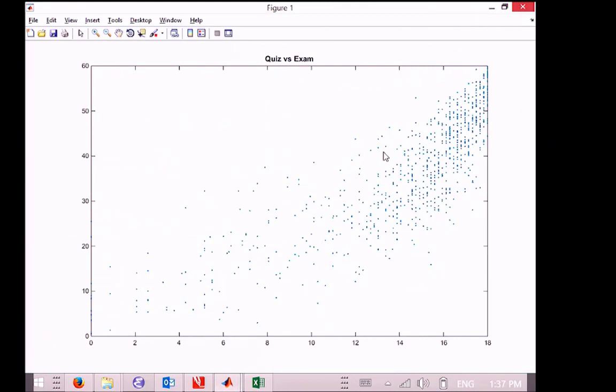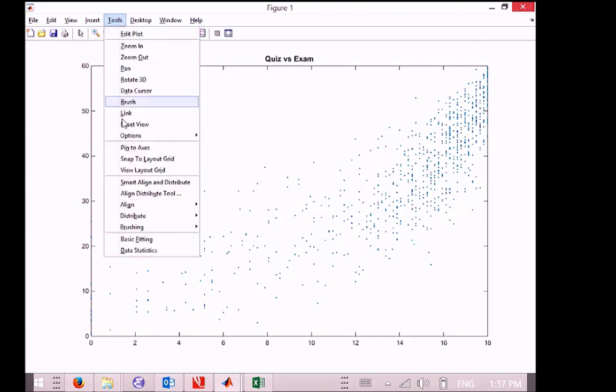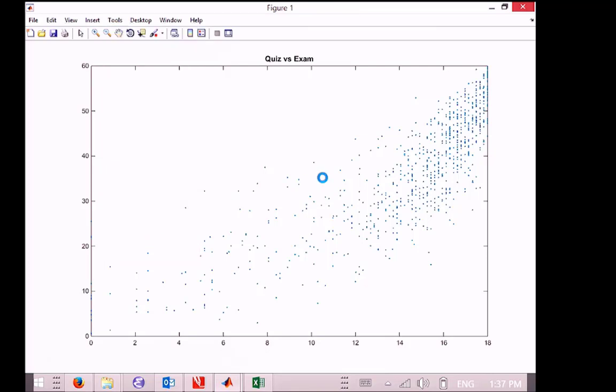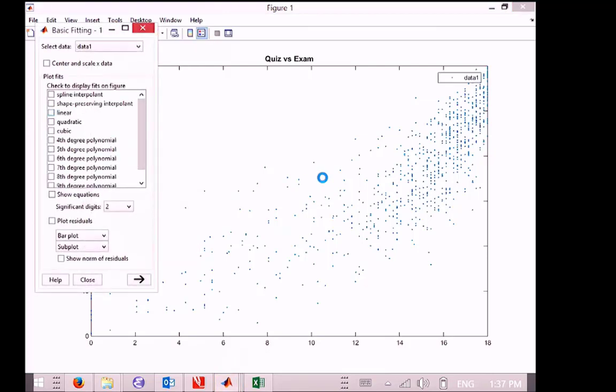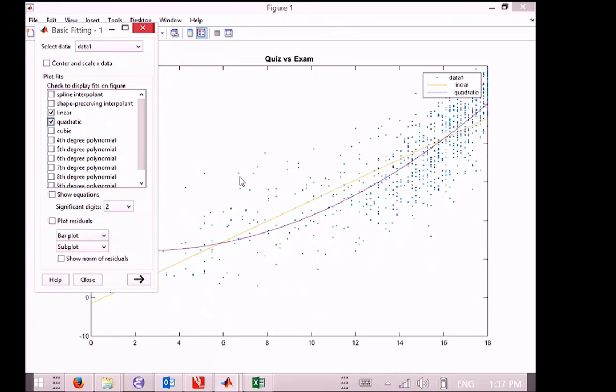So, quick quiz. If I'm trying to find this relationship between these data points, what was the menu trajectory to get to fitted lines and fitted curves for this? Where do we look? Tools, and then basic fitting. Tools, basic fitting. That's all you need to know. Tools, basic fitting. And the two main ones we're going to look at again will be linear and quadratic.